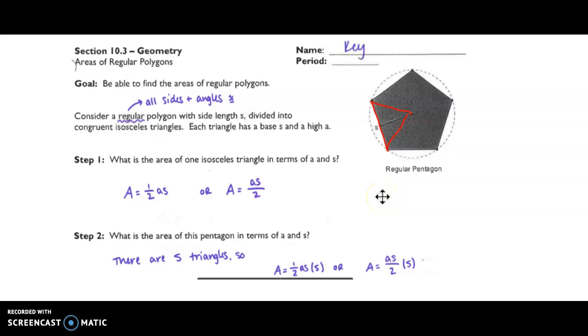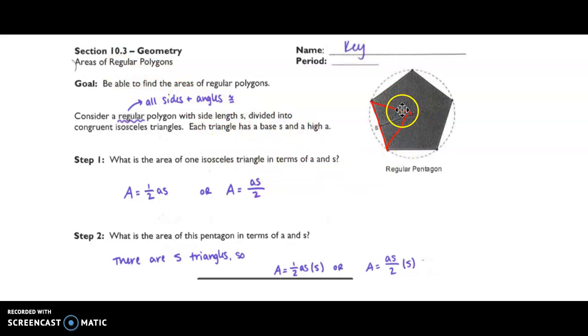All right, here we go with 10.3. We're going to do 10.5 together in the Zoom, and I'll go over 10.6 in this video. All right, so 10.3, we're going to look at areas of regular polygons. All right, you should know what regular means.